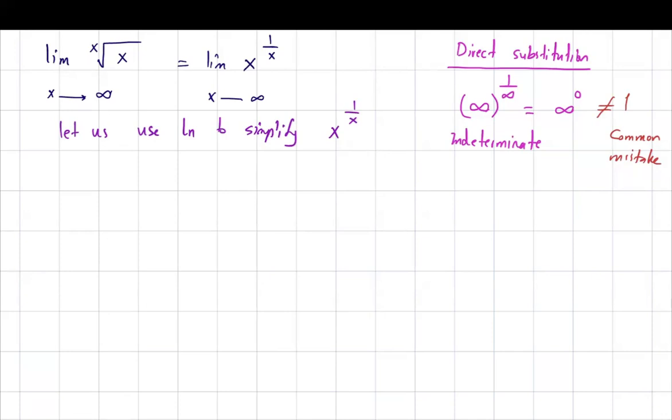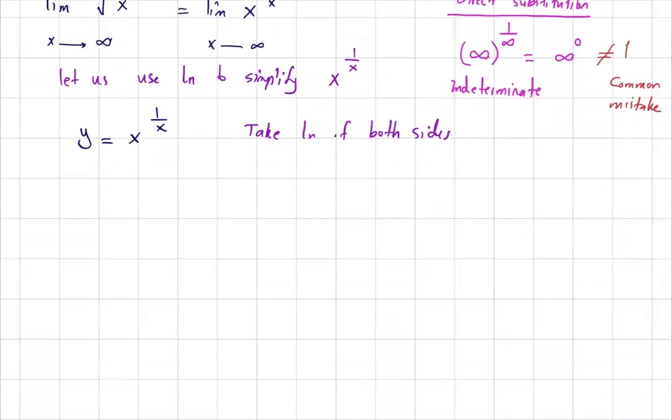So let us call this guy y. So y is equal to x to the power 1 over x. We take ln of both sides. When you take ln of both sides, you get ln of y equals ln of x to the power 1 over x.